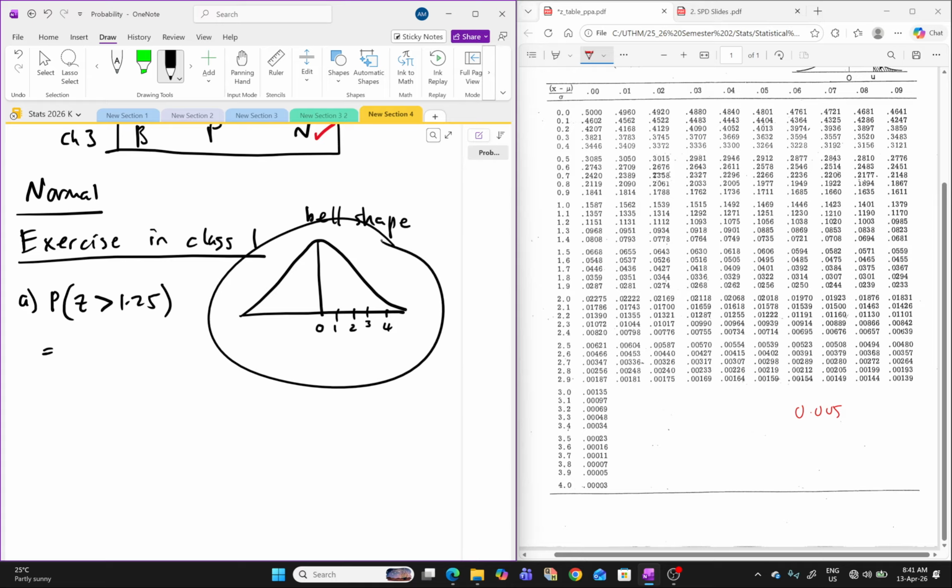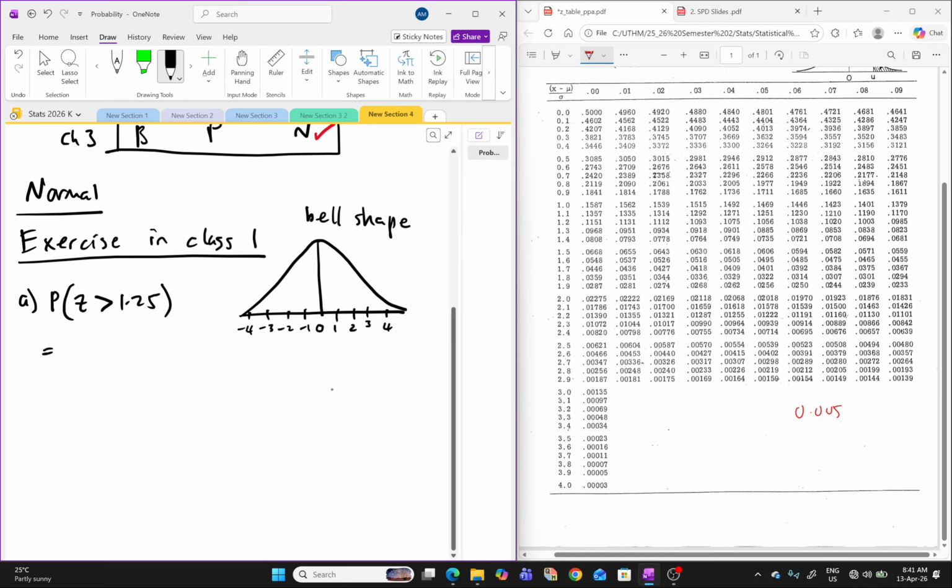Okay, for the first time I draw like this, but normally we don't put this value here. Same goes here. This is negative. Negative 1, negative 2, negative 3, negative 4. Okay, only for the first time we put this value. After this we just draw the shape. That's it.